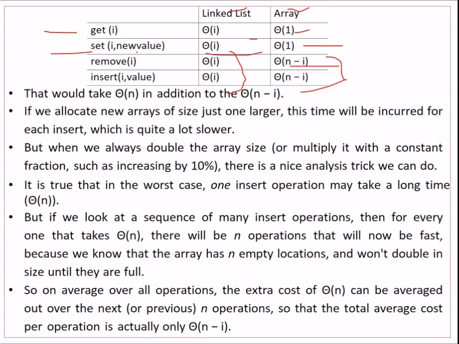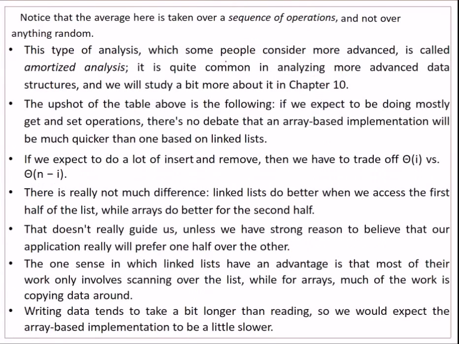There is a simple thing which we need to understand: if we double the size, or add 10% size, these costs are there because ultimately you have to reach and you have to shift. So the average time taken over a sequence of operations, not over anything random, and this type of analysis which we consider somewhat advanced is called amortized analysis. This is quite common in analyzing more advanced data structures, and we'll study them in later sessions.